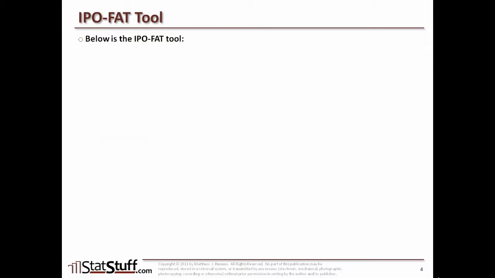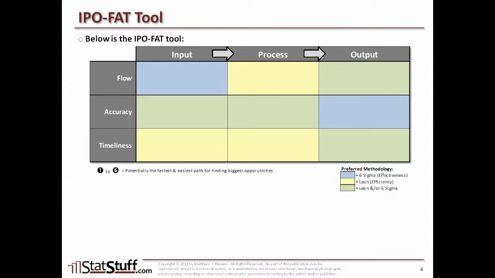Alright, so now let's look at the IPO FAT tool and how it's basically laid out. Basically, it looks like this matrix, where it's a 3x3 basic matrix with 9 blocks in there. And looking at this, you basically start with the input that leads into a process that creates some sort of output. That's the IPO portion. And then we're going to be looking at all the things that are inputs leading into a process that create the output from, again, the three perspectives. First, a flow perspective, down and underneath of that, the accuracy perspective, and then finally a timeliness perspective. So let's fill in each of these different blocks in here so you can see how these different perspectives are applied when we look at the IPO.